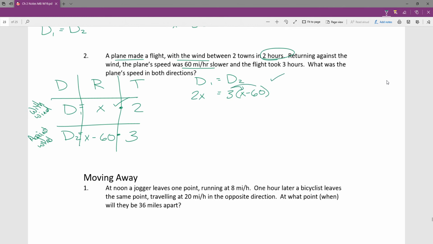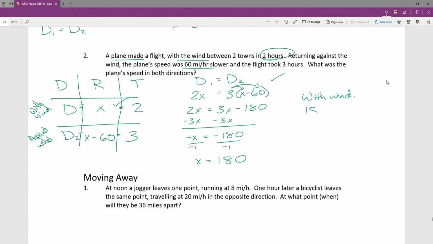I've got my equation now, and now I need to solve it. So distributive property is what I'm going to do first. And I get that his x is 180. So that is his rate with the wind, 180 miles per hour. And against the wind, that headwind slows him down. He's going to go 60 miles an hour slower. So it's 120 miles an hour against the wind.